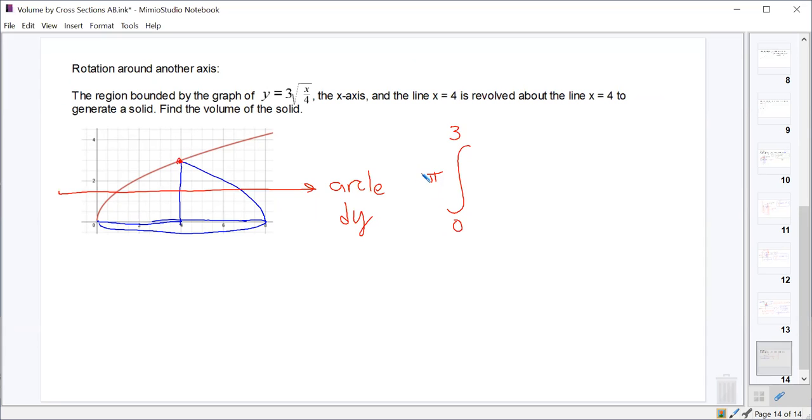And it's going to be pi times the radius squared. Well, my circles look like this, right? As we go out, they're getting smaller and so on, a bunch of different little circles going up there. Their radius goes from 4 to some value over here. Right? What is that radius?